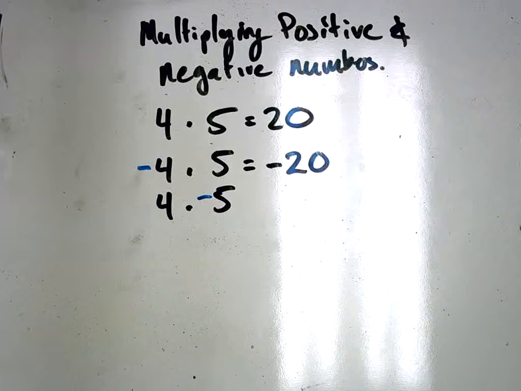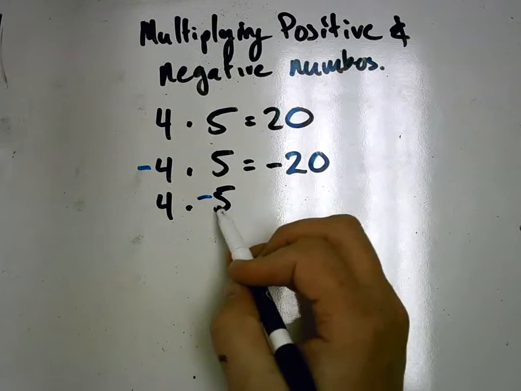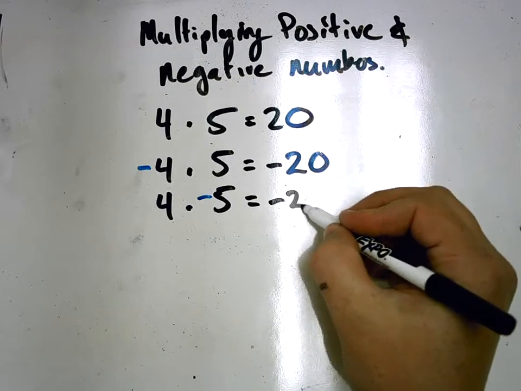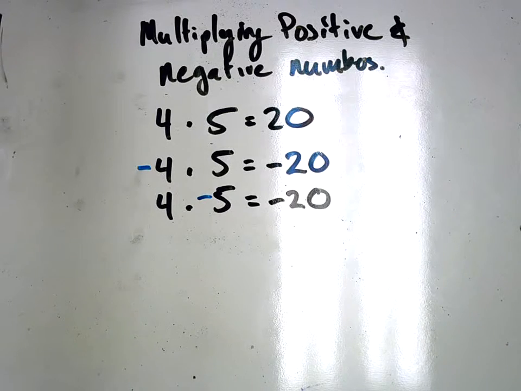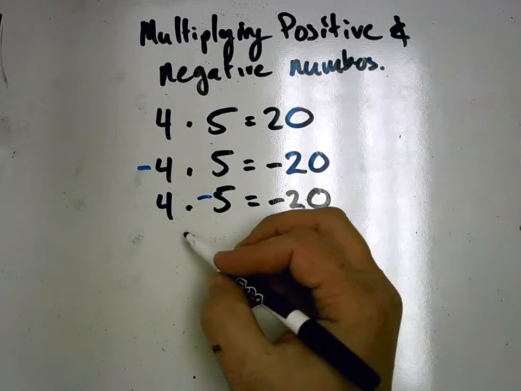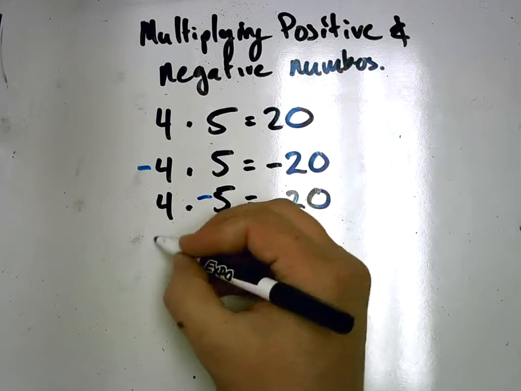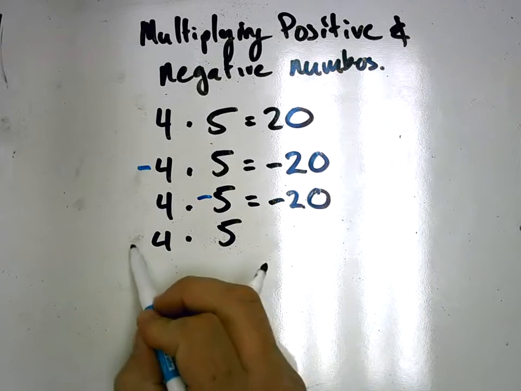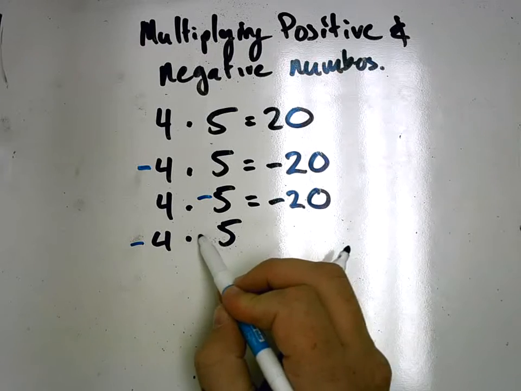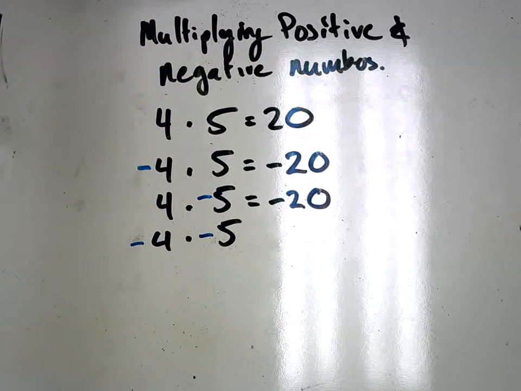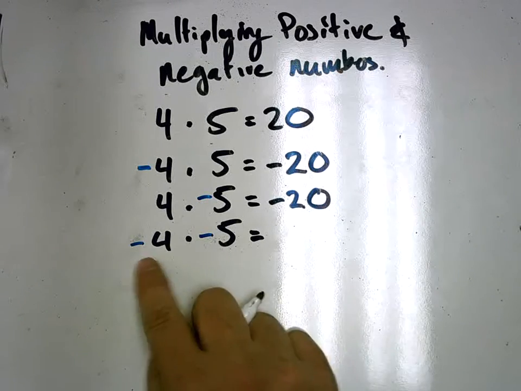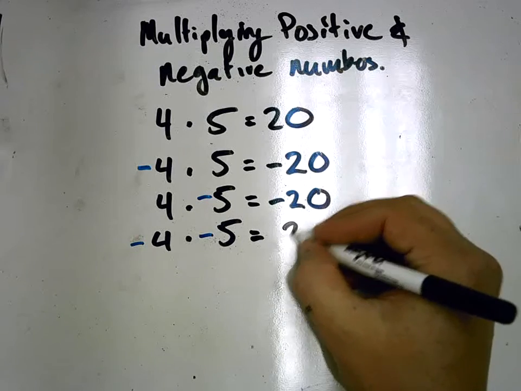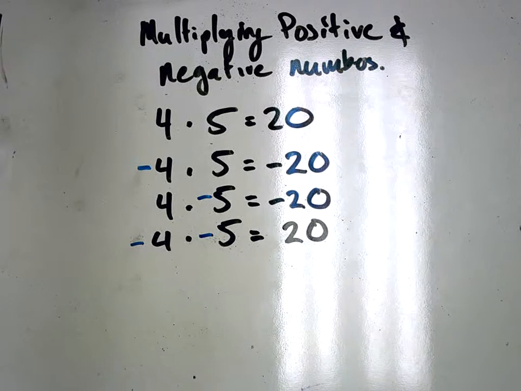Make that a negative 5 there. A positive times a negative is also a negative. Sometimes both the numbers will be negative. So you'll have a negative 4 times a negative 5. A negative times a negative is positive.